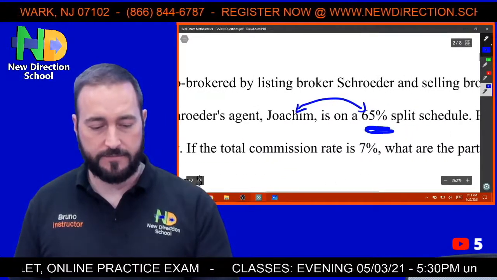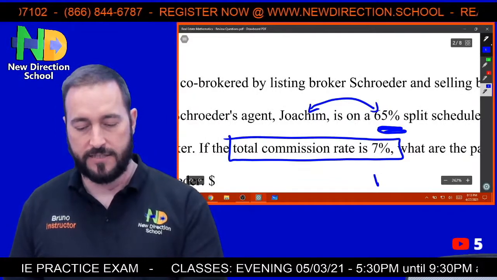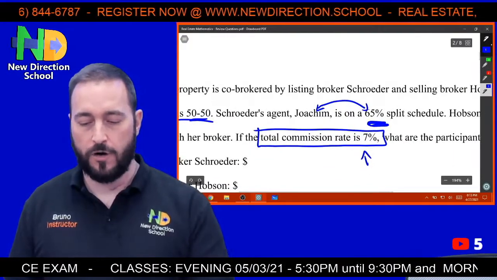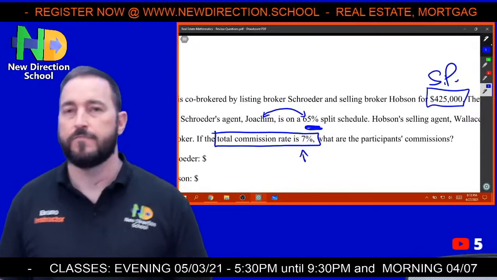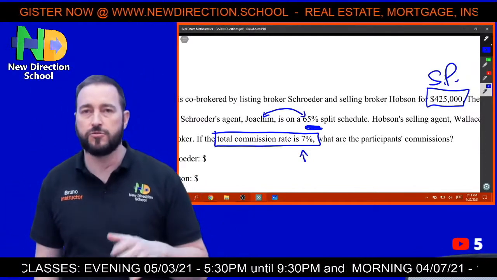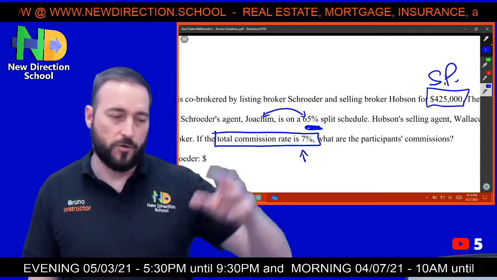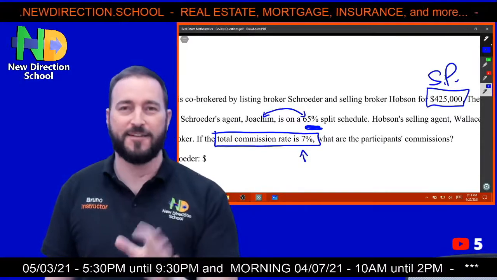The commission rate, total commission rate or gross commission rate, is 7%. What are the participants' commissions? All right. In the state exam, so you guys know, school or state exam, they're not going to ask you for all the commissions. They will give you all this information. Easy, Marlon. Easy, easy, easy. Step by step. We're getting there.